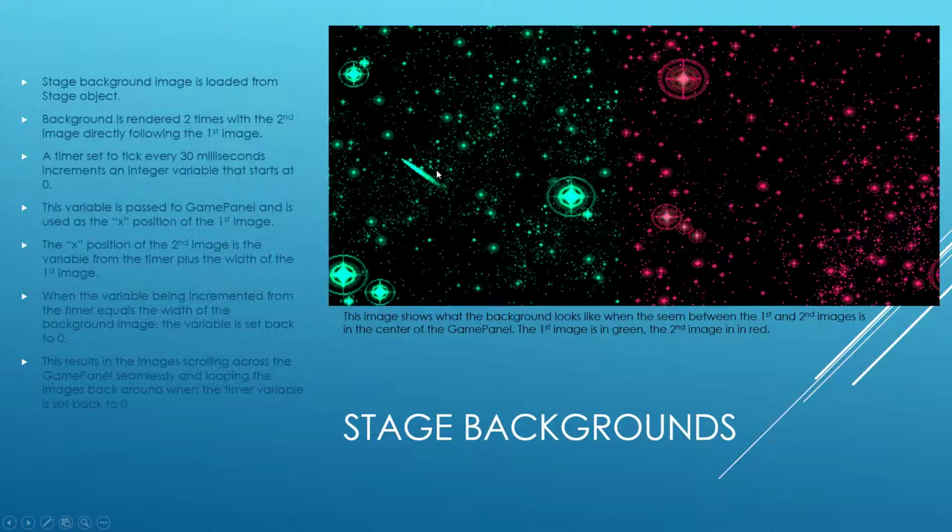The background scrolls endlessly, and the way that it does that is it draws 2 images, one using the X value of this timer, which is initially set at 0, and then the next one, the X value for it, is the width of the first image plus this variable that starts at 0 from the timer. Every 30 milliseconds, that timer is incremented by 1. So the 2 images scroll across the screen, and then when that variable reaches the width of the first image, it changes back to 0. So the 2 images reset, and then they just keep doing that until the end of a stage.